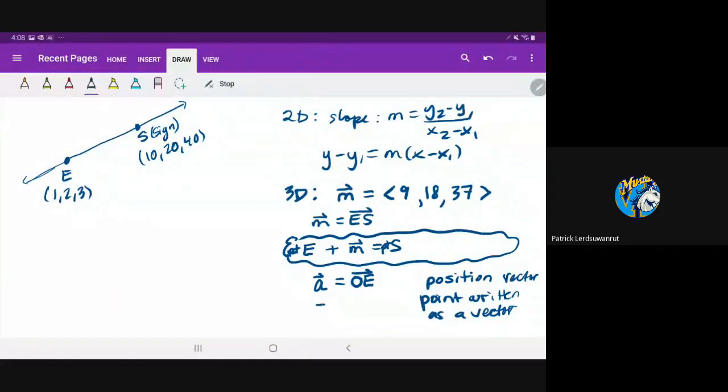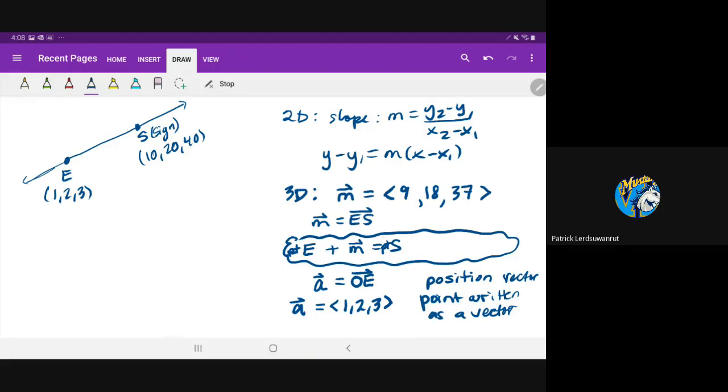And then OE is the vector, the point 1, 2, 3. Now, can I add vector A to vector M? Yeah, because they're both vectors. So I can legally add them.